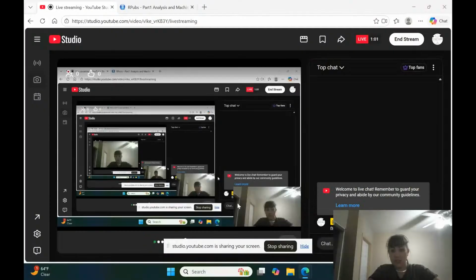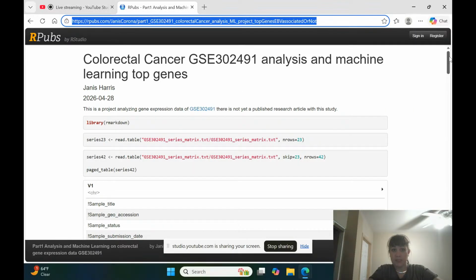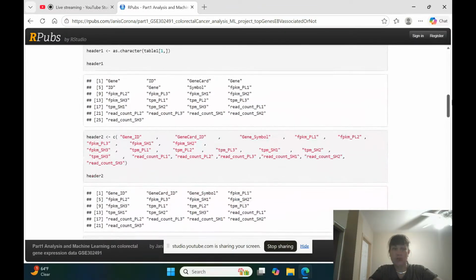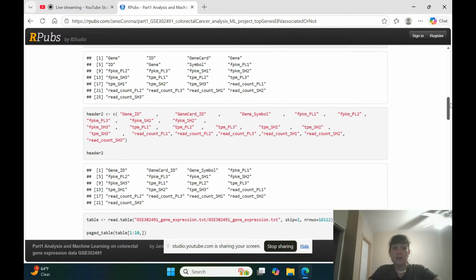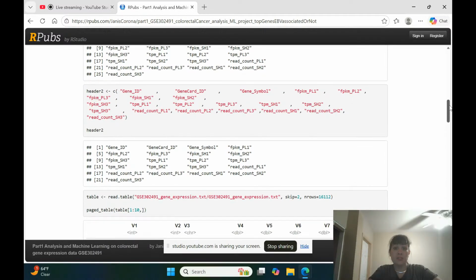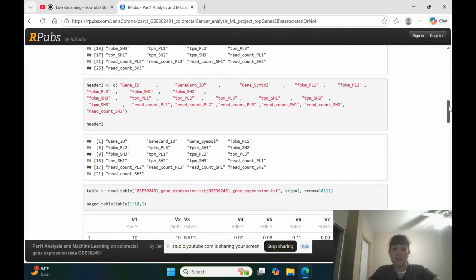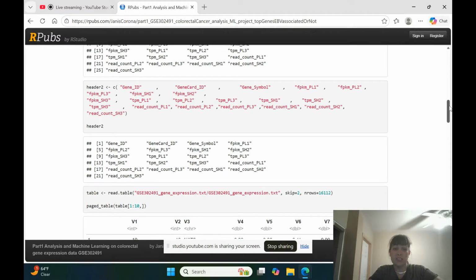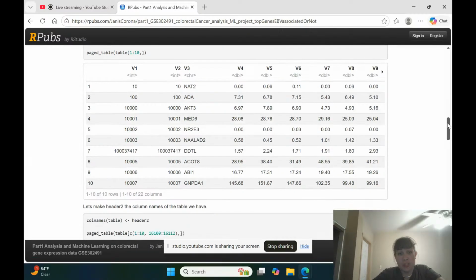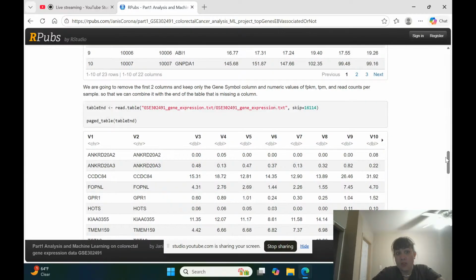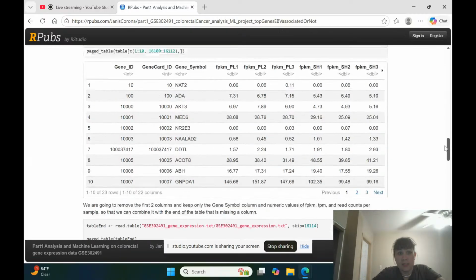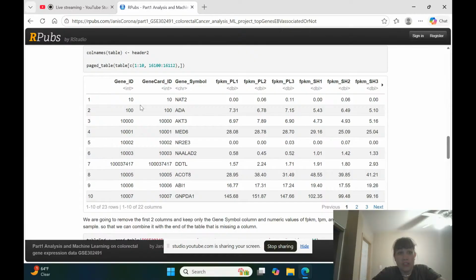I'm going to share my screen now. And then this is the ARPubs document, and basically what we did was we just found out what it was about. There's fragments per kilomillion, transcripts per million, and read counts. We got the gene ID, gene card ID, and the gene symbol. We kept the gene symbol. This is what we did last night. And see, these don't tell us anything. I don't really use those anyways.